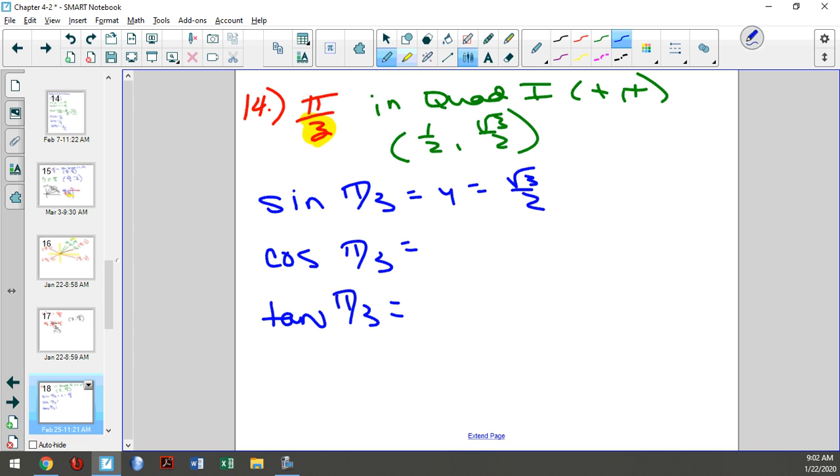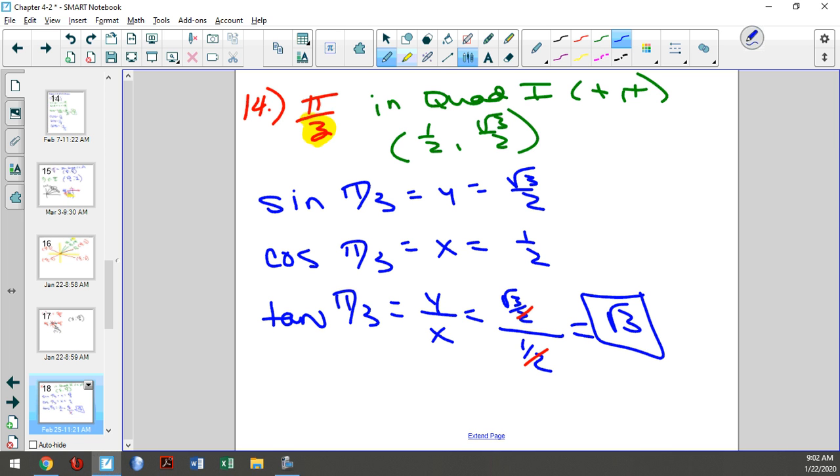The cosine is going to be your x-coordinate, and then what is that going to be? 1/2. The tangent is going to be y over x, which is going to be the square root of 3 over 2 divided by 1/2. Now, what did I show you with this? Simply cross off the 2's in the denominators because they're the same, and you just have the square root of 3. Do we understand that? Yes or no?